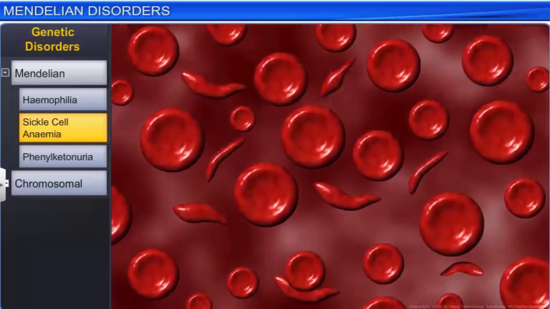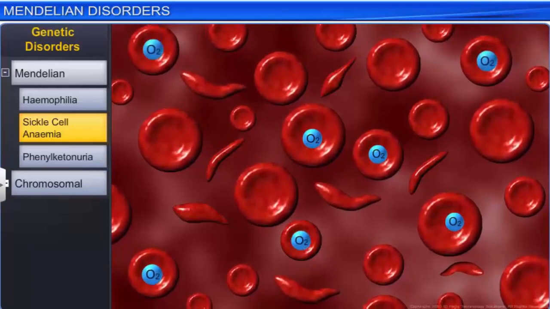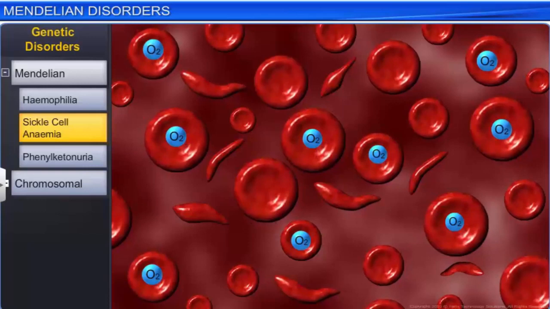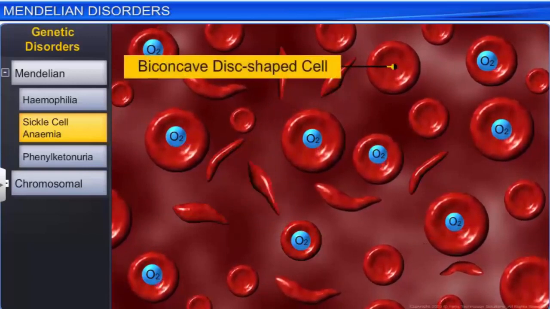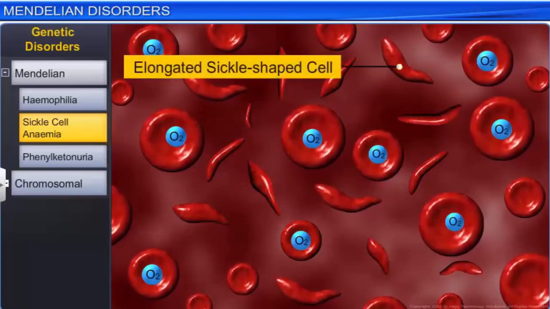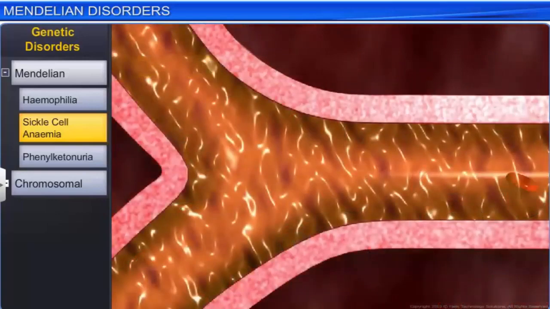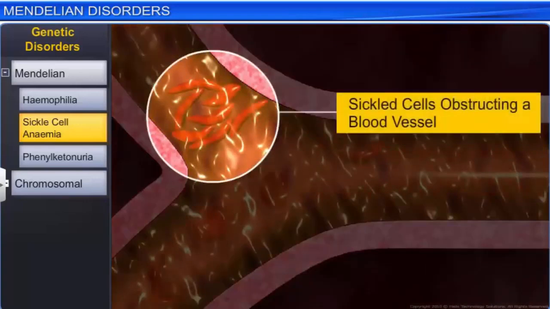Now, under low oxygen tension, the mutant hemoglobin molecule undergoes polymerization, which changes the shape of the RBC from a biconcave disc-shaped structure to an elongated sickle-shaped structure. Sickling of RBCs obstructs the blood vessels and reduces blood flow to different organs of the body, leading to an anemic condition.